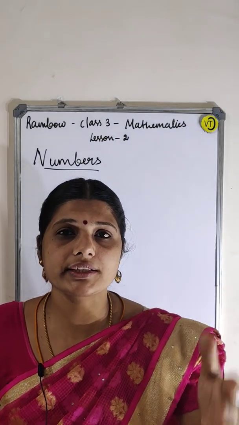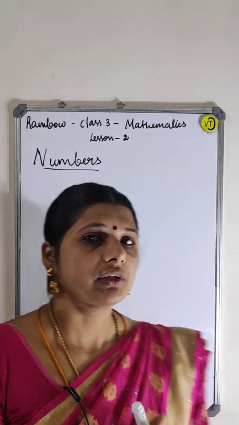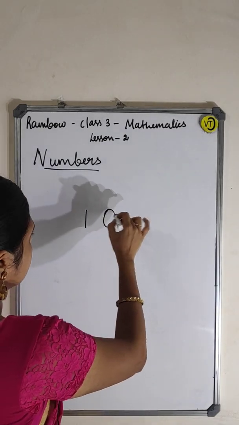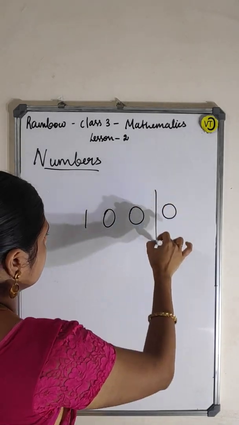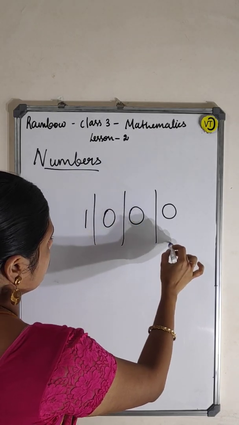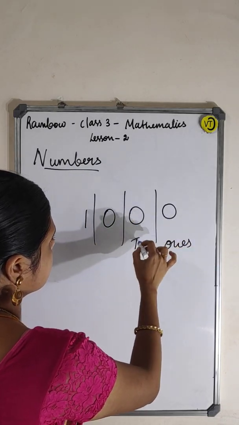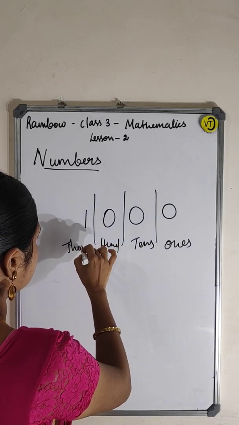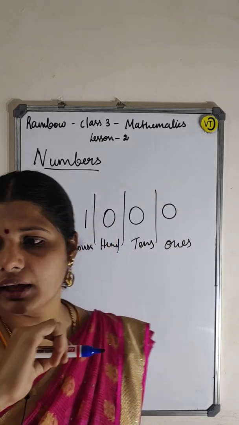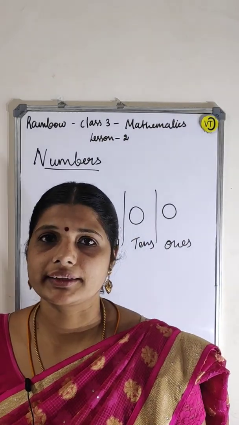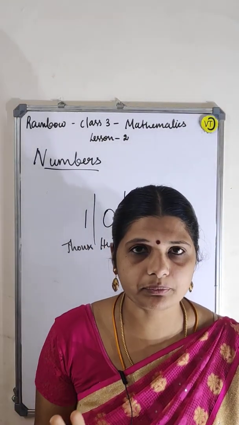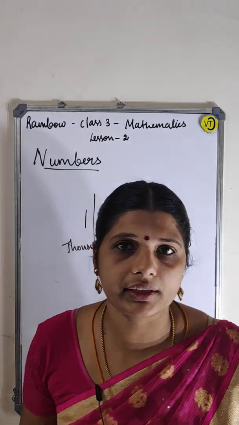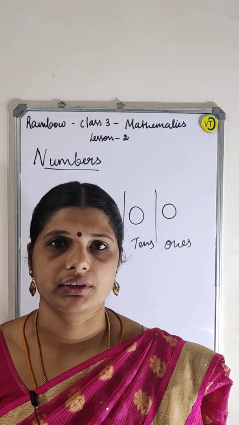Now I already told you about the place values. Each and every digit has a place value. Now in the thousands place, listen here. It is 1000. Here, this is ones, tens, hundreds. This is 1000, this is thousands. 1000 is a 4-digit number. You know that. Now we are going to see 4-digit numbers elaborately.